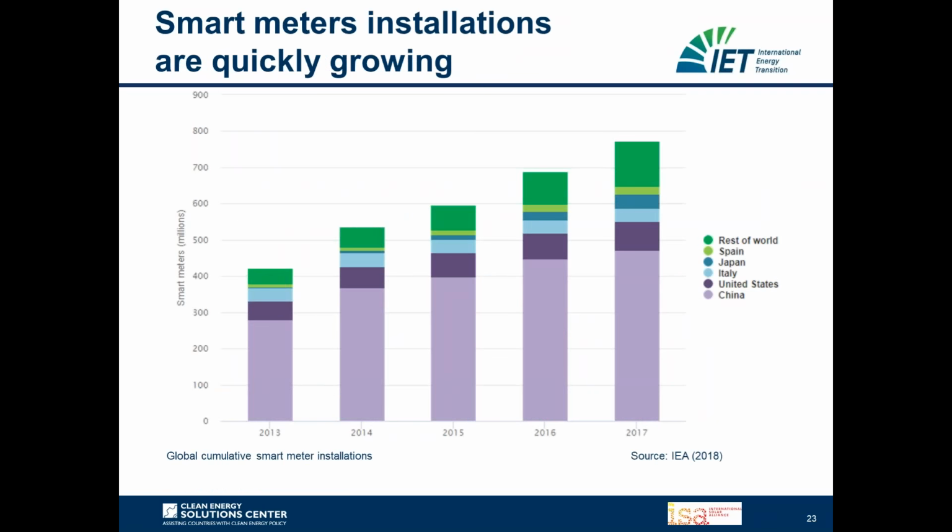To summarize this again, you see most of the smart meters are currently installed in China, then followed by the United States, Italy, Japan, Spain, and the rest of the world. So this is not only so-called developed countries that are rolling out smart meters, but also some emerging economies and developing countries are making progress on this because this is simply a prerequisite, especially in the commercial and industrial sector, for coming to more flexible, smarter power systems in the 21st century.